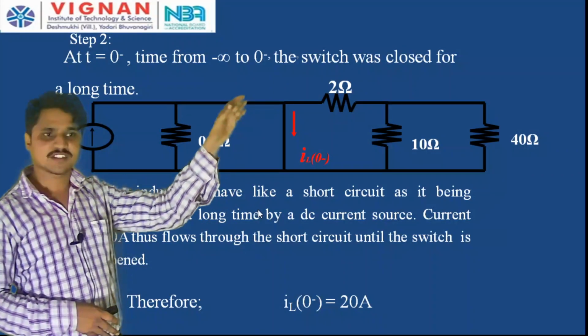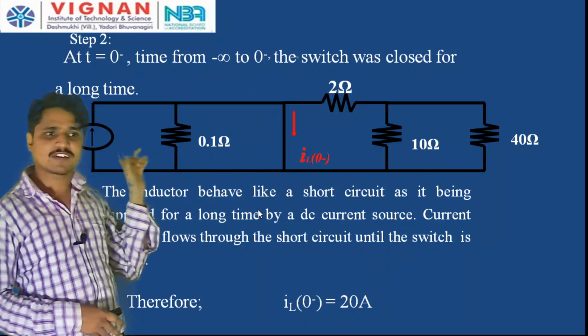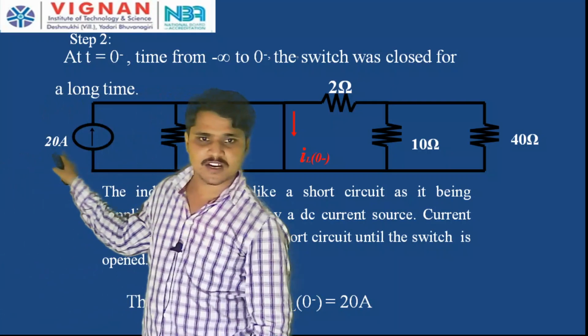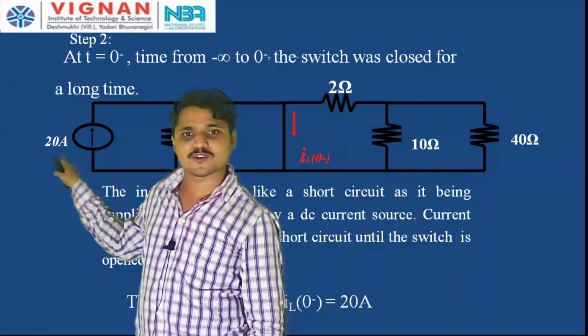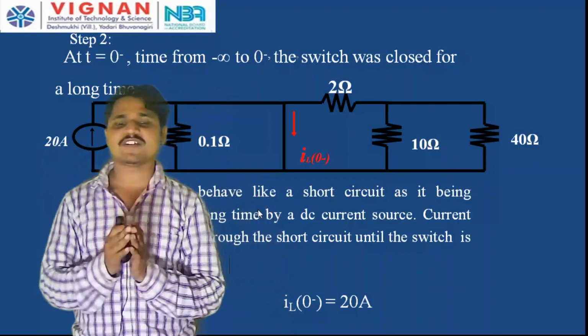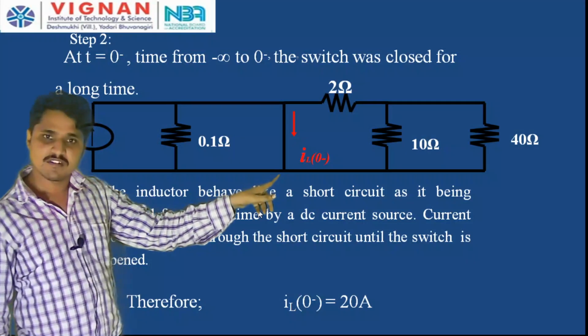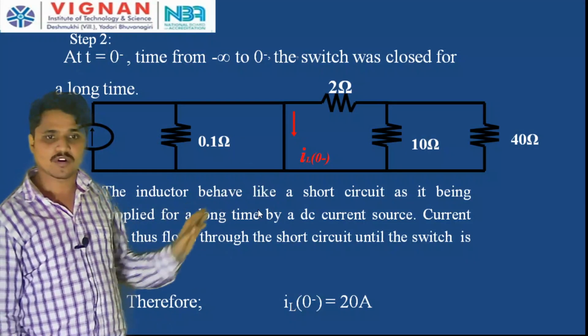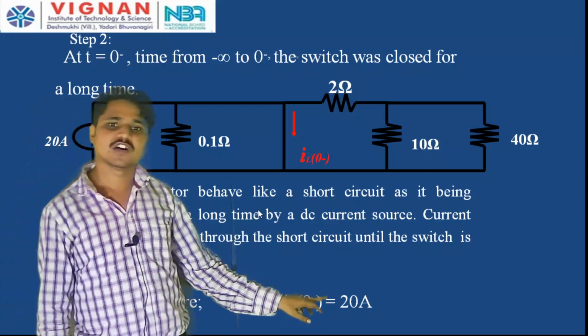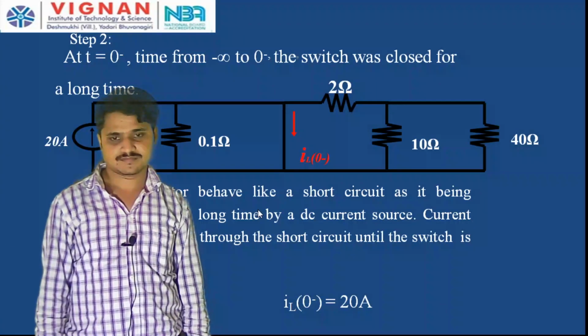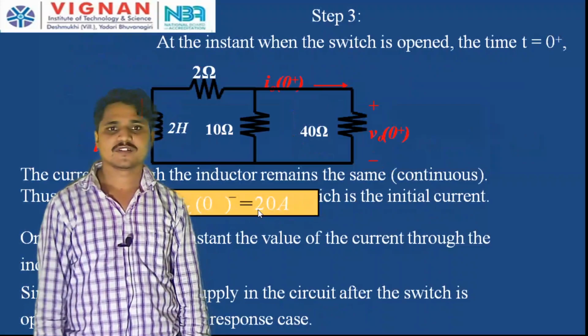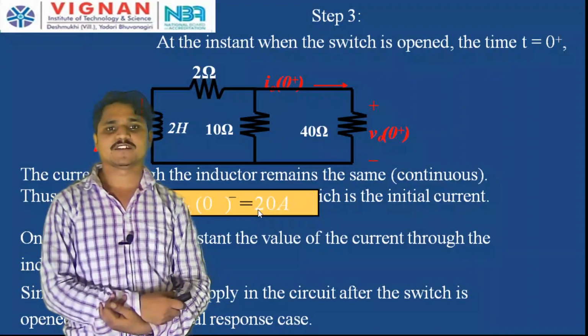Once there is a short circuit, the entire 20 ampere from the current source flows through the short circuit path, because current always takes the low resistance path. Therefore, the entire 20 amperes flows through this inductor. So, i L of 0 minus is equal to 20 amperes.